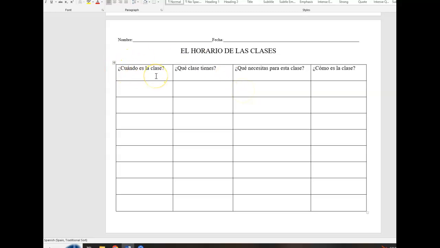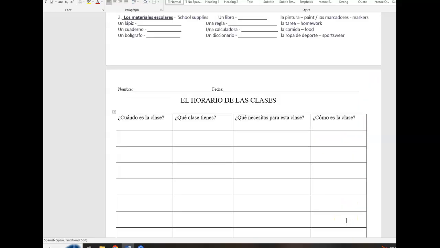¿Cuándo es la clase? When is it? ¿Qué clase tienes? What class do you have? And ¿qué necesitas para esta clase? What do you need for this class? ¿Cómo es la clase? is asking, how is it? How would you describe it? We haven't acquired the vocabulary for that yet, so you can leave this column blank for the time being.